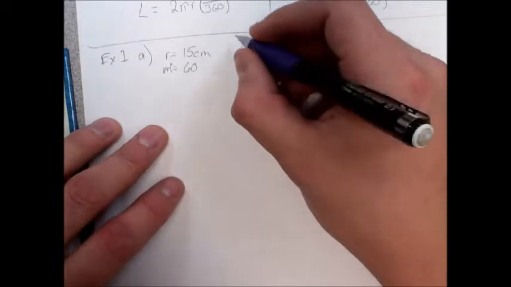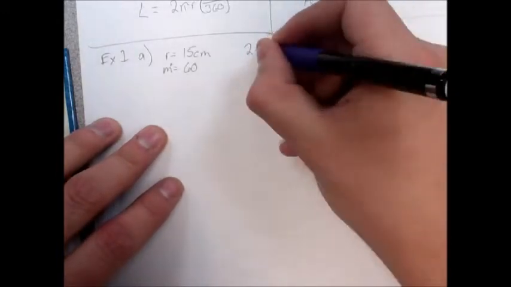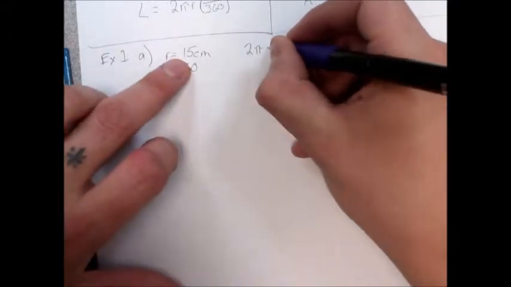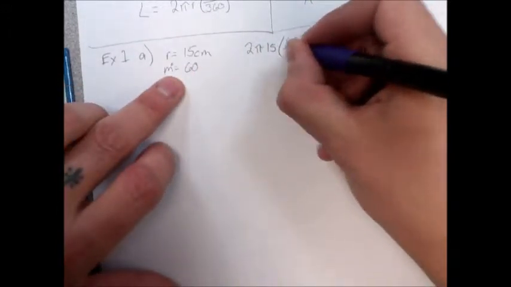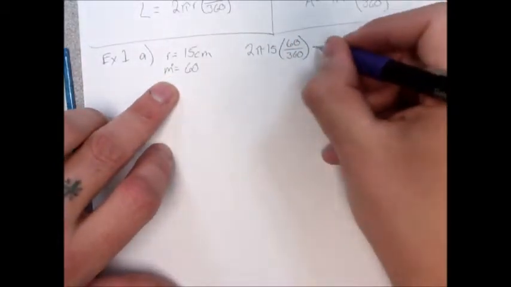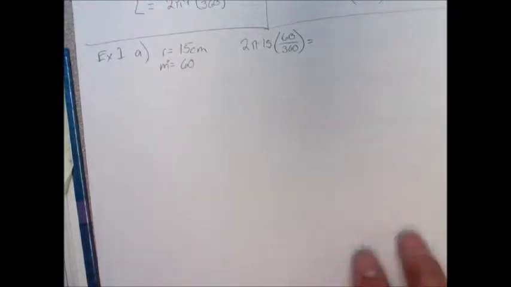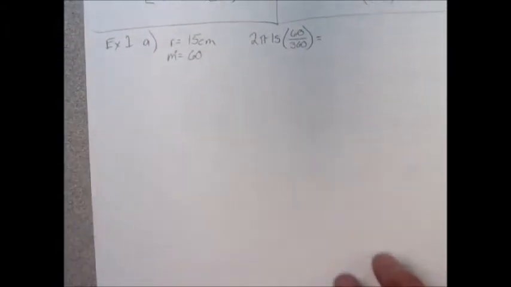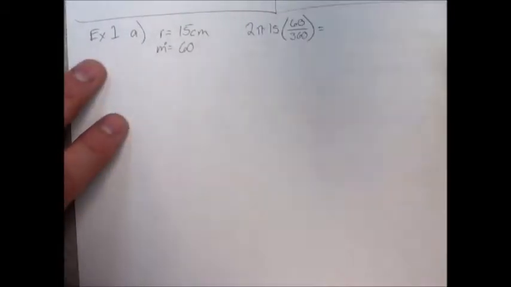Since we're finding arc length, we're going to plug in 2 pi r, which is 15, multiplied by the measure of our angle, which is 60, divided by 360. Really quickly, I could type this all into my calculator and get an answer. That would be the easiest way to do that. We want to make sure that we answer the problem according to the instruction. So if it says leave it in terms of pi, we do that. We leave it in terms of pi.